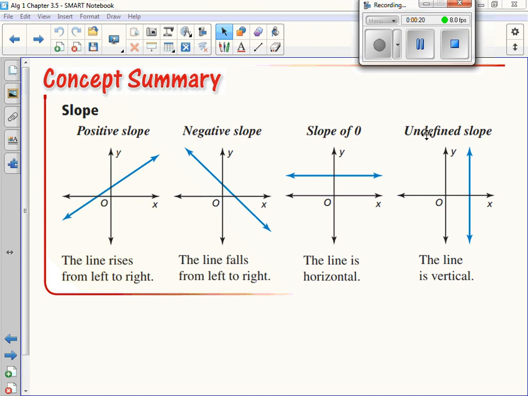Because if it's going straight up and down, there is no slope. It is an undefined slope because we're dividing by 0. There's not a change in the x-axis.